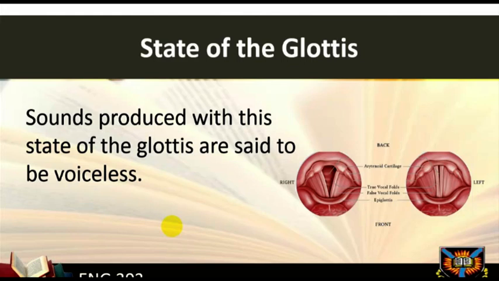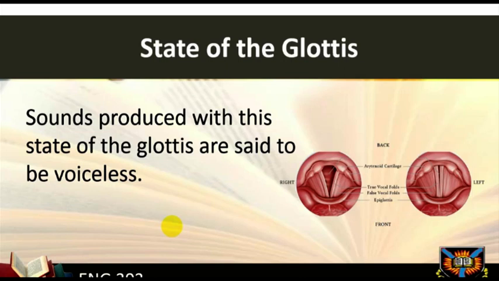Tip: when the vocal cords close and air has to pierce forcefully through them, a voiced sound is produced. When the vocal cords are wide apart and air passes freely through the open glottis, a voiceless sound is produced.